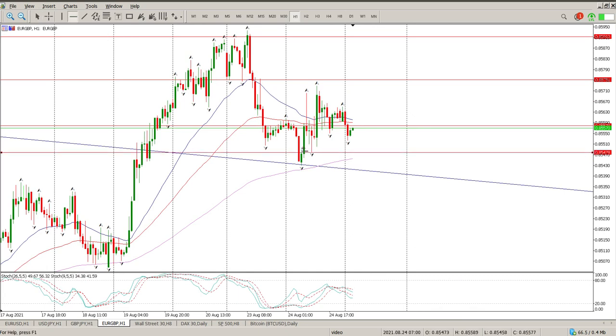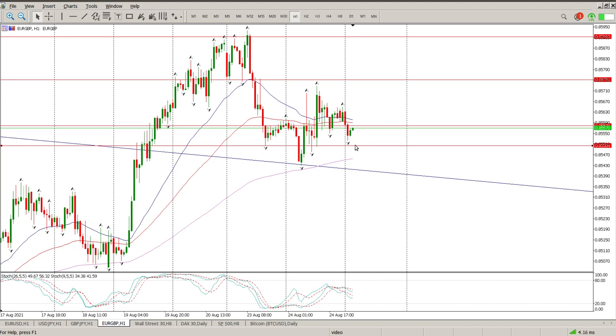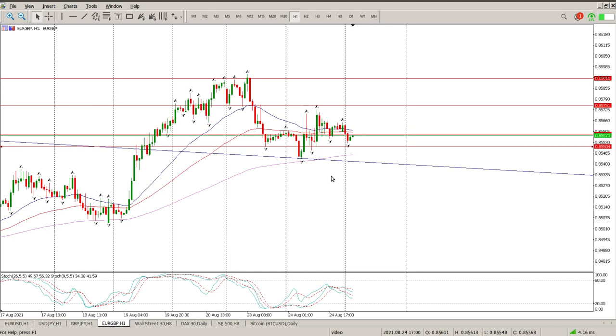We are trying to find some structure here. And I'm just going to add a level in here. I would expect us to stay above 0.85500. 0.85500 is the line in the sand for me. But I have a feeling we are going to get a trend reversal on this pair, which is going to give us an opportunity to buy into it. So nothing yet. It is sideways at the moment, so I'm not really interested in trading this right now. So we'll sit on our hands at the moment.